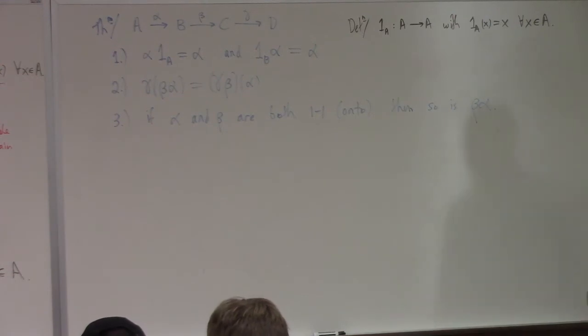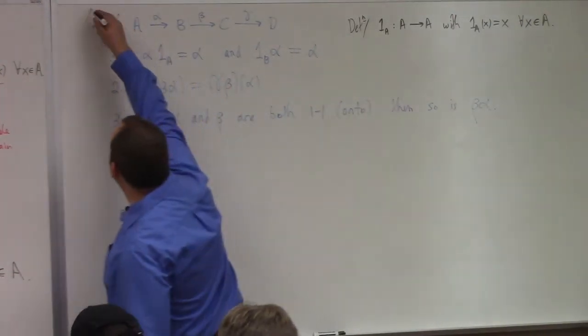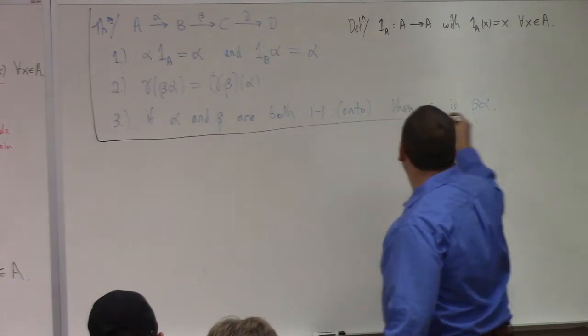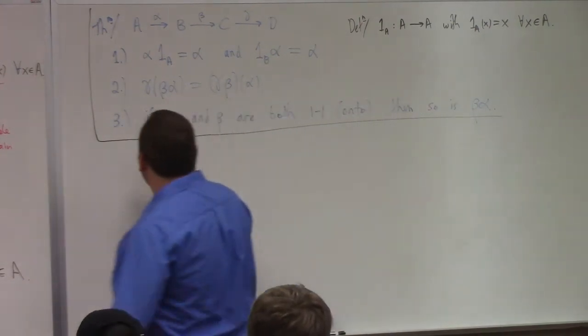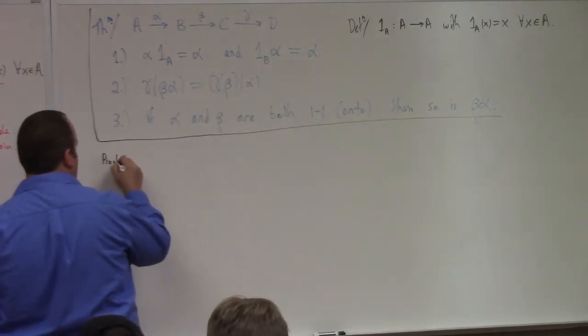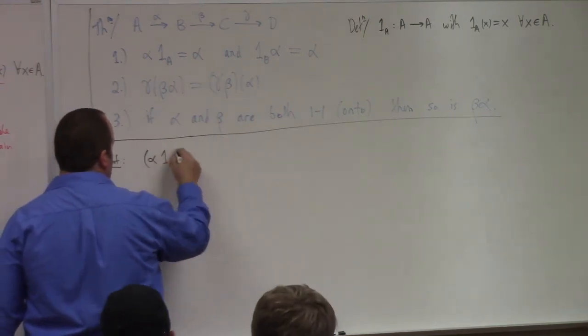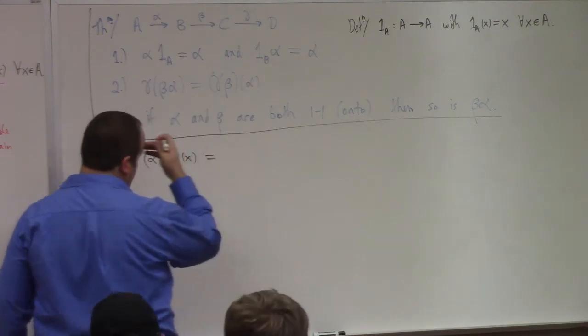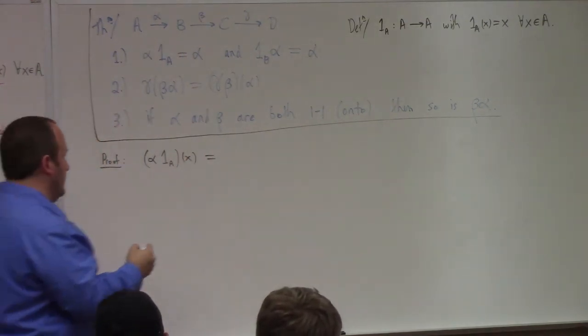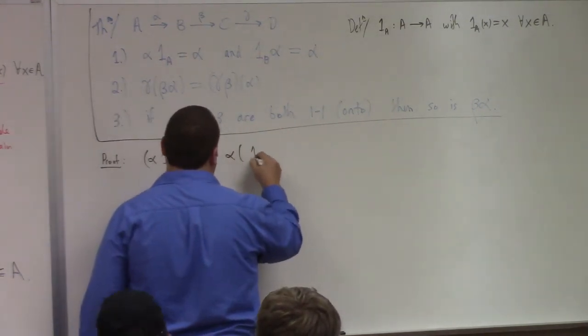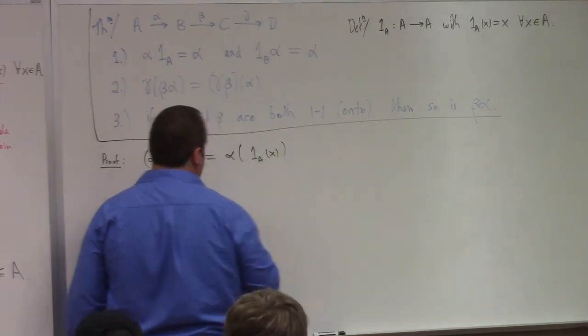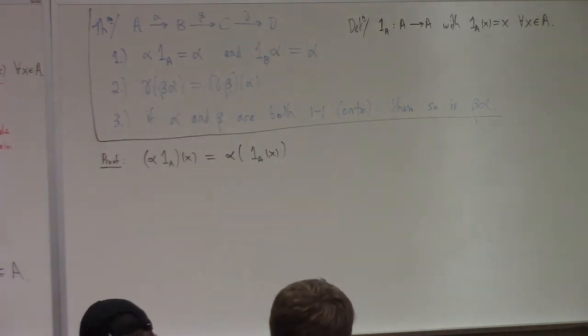Okay, so let me just prove something here. Let it not be said I didn't prove anything. Proof. So how do we prove alpha 1 sub A at x? What does it give us? This is alpha of 1 sub A of x, by definition of composition, yep.